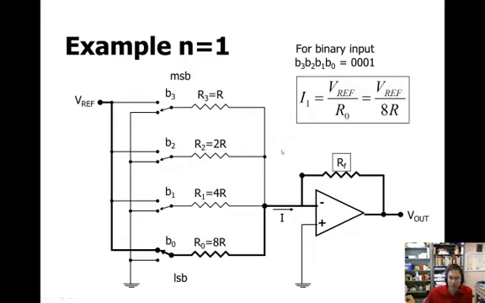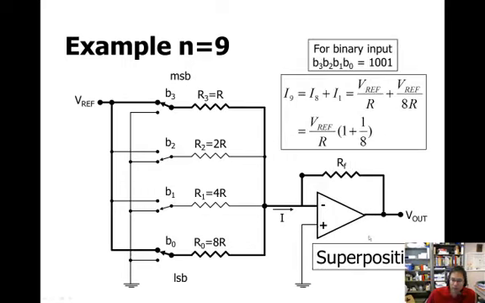And so we'll do a couple examples here. So if we have binary input B3, B2, B1, B0 equals 0, 0, 0, 1, this guy will be on, the rest of these are off, and so we get this connection here, and so I1 here is going to be equal to these things, right? So VREF over R0 equals VREF over 8R. And likewise, if it's 9, then we have 2 paths on, and these things will sum up. And so we have 1 plus 1/8.